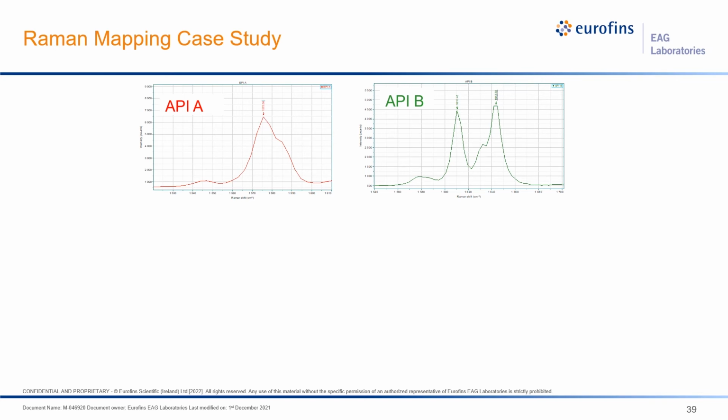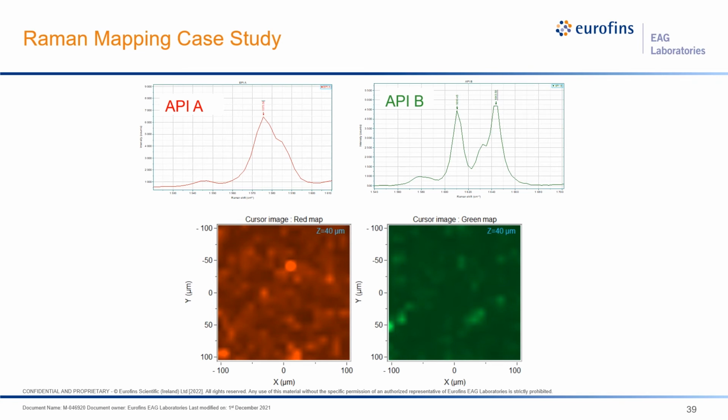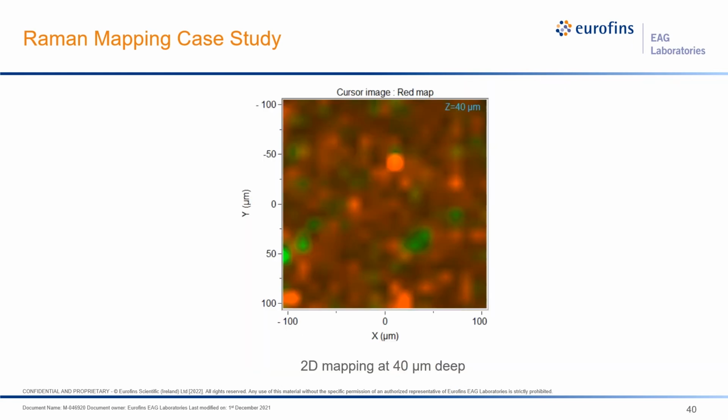Okay, so let's take a look at a mapping study now. So here, this is a pharmaceutical cream, and it's composed of two different compounds, API A and API B, right? And you can see that they have pretty distinct Raman spectra. And so what you could do is you can actually map out, here we're looking at a 100 by 100 micron square, you can map out the location of A, you can map out the location of B, and then you could put the two together. And you could see exactly where you have high concentrations of either compound.